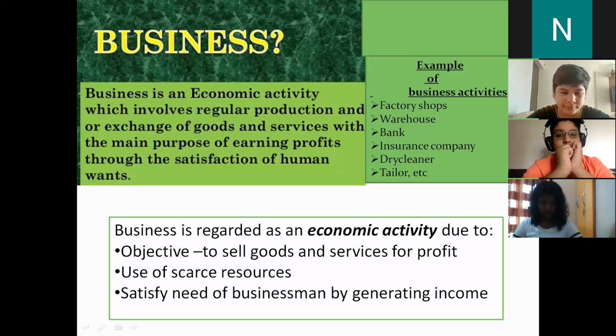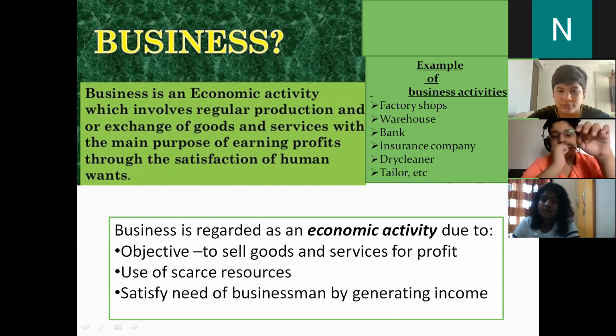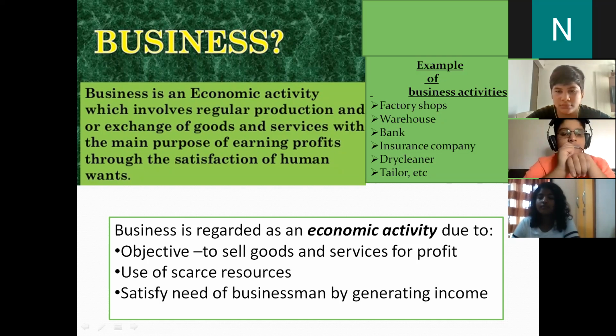All right. Now you have to understand that every organization which is running a business is known as a business enterprise or a business firm. Similarly, a person who is running a business is known as what? A businessman. You can see examples of business activities: any factory, any shop, your bank, the shop of a dry cleaner, the shop of a tailor, an insurance company, a warehouse. All these are examples of business.